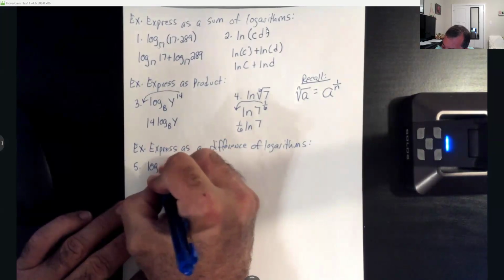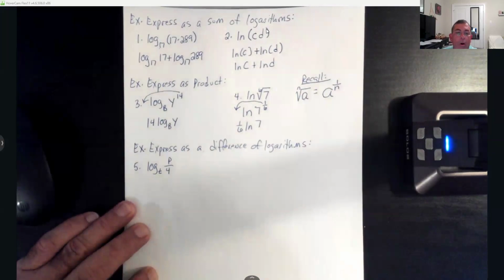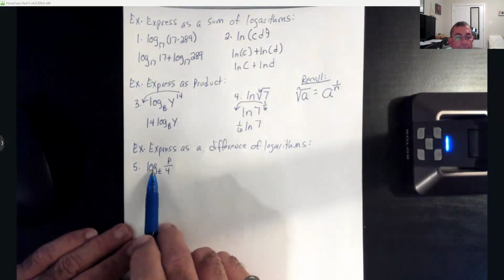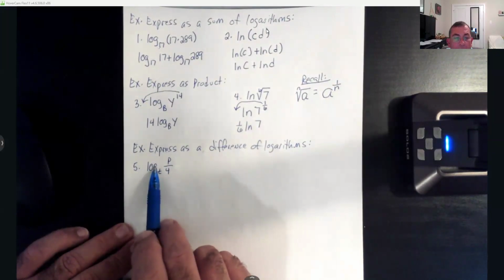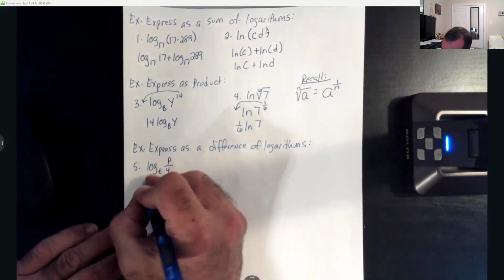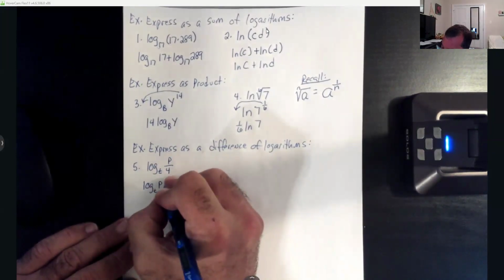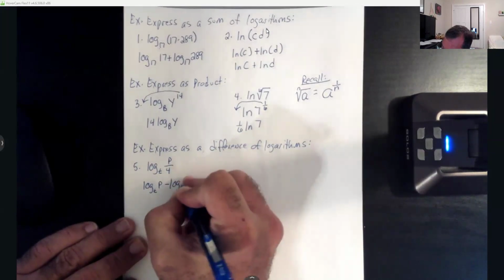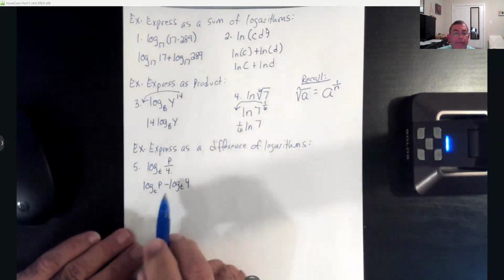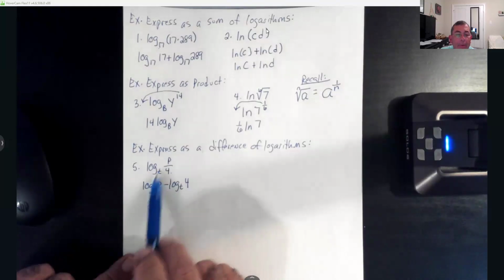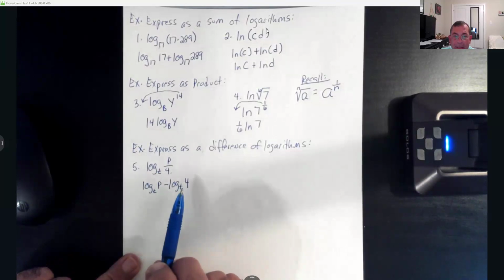So log base t of p over 4. So you distribute the log and you always do the top minus the bottom. So I get log base t of p minus the log base t of 4. So the top is always positive, the bottoms of the fractions are always negative.